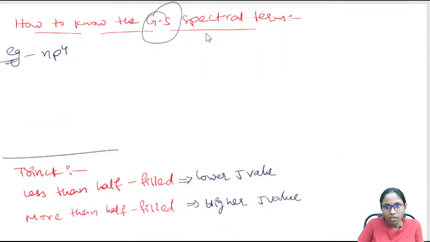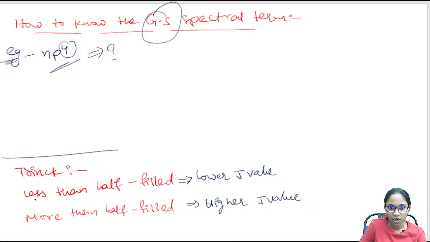Coming to the ground state spectral term, how to find out the ground state spectral term for np4? That means we are having 4 electrons here. So you just find out the spectral term for np4, and I will help you to find out the ground state spectral term.